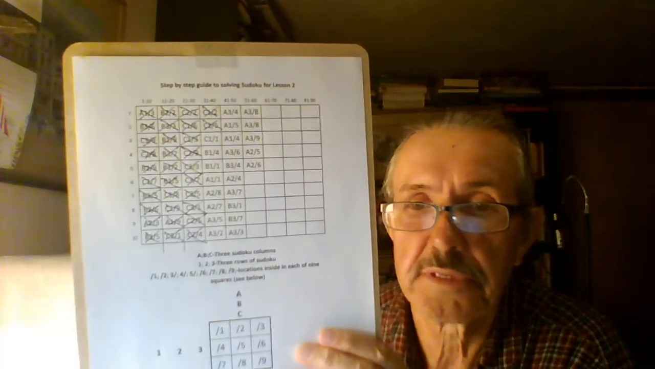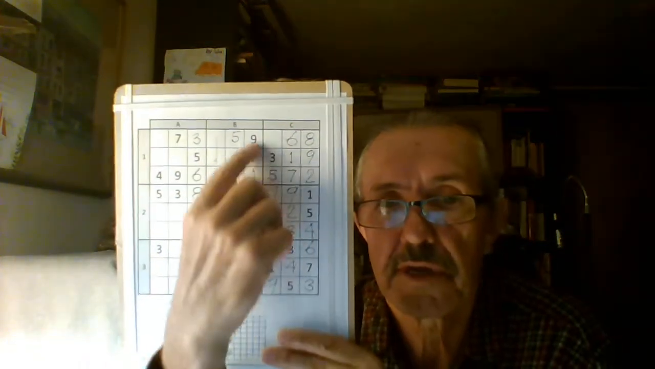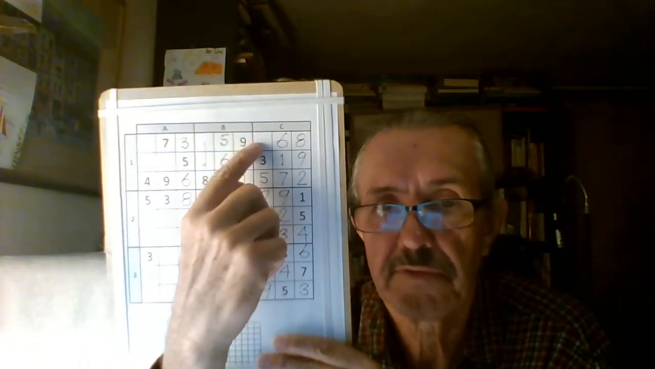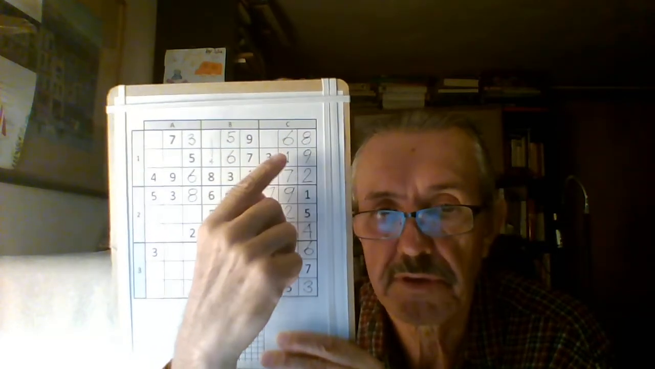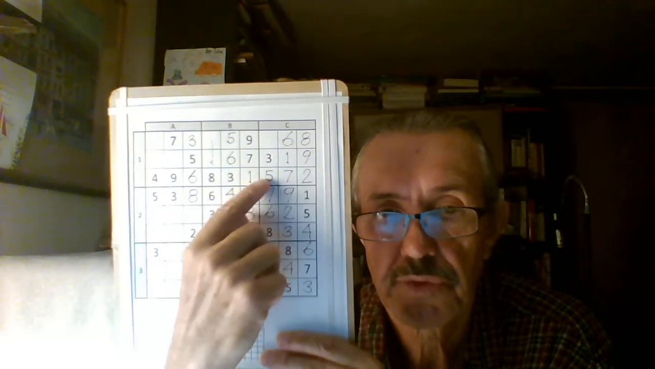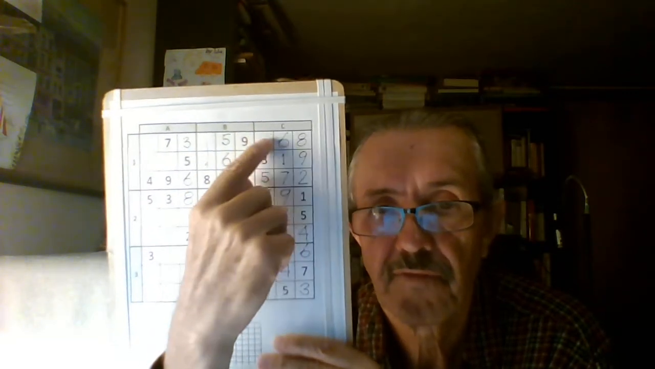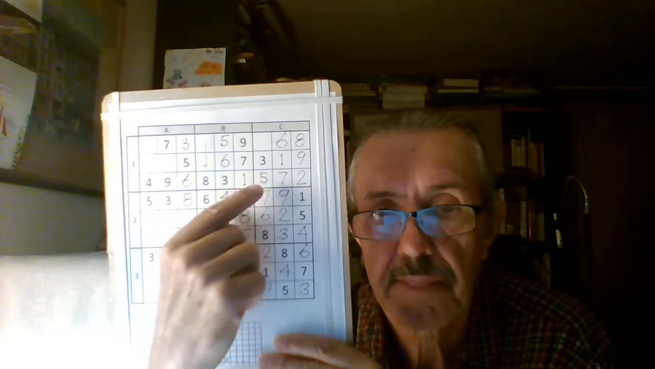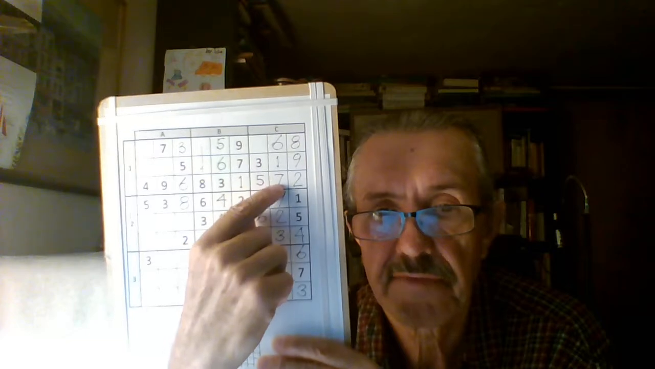Next step will be square C1 location 1. Square C1 location 1 will be for number 4, because it's 1, 2, 3, 4, 5, 6, 7, 8, 9. This will be for number 4.